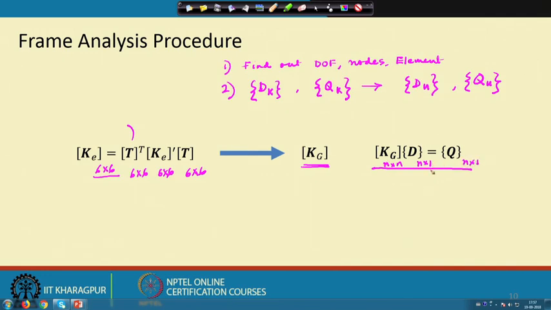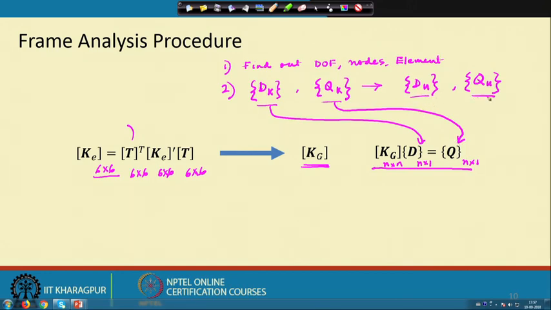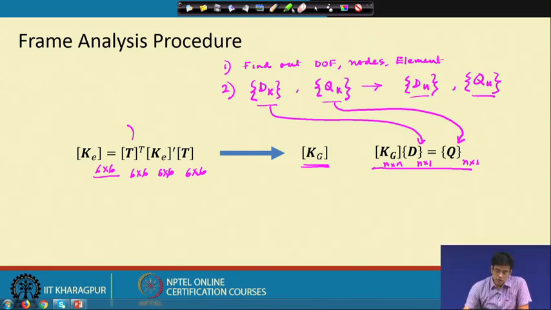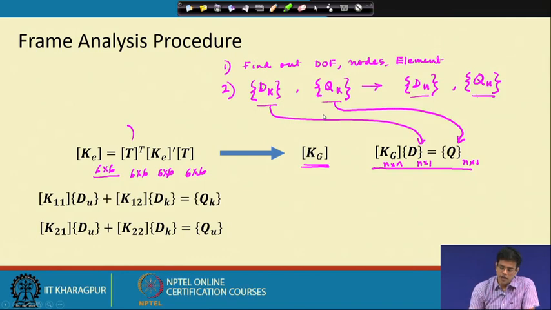So among these, the sum of the degrees of freedom, some of the force degrees of freedom also you know. So you plug those informations here, and you plug those informations here. So finally your unknown degrees of freedom will be this. Now once you know these quantities, you basically find out something like this.